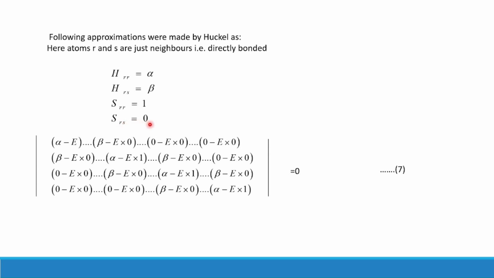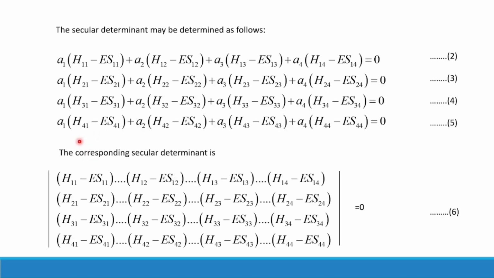So from equation number 6 we may now write, as you can see here, H11. If it is the same atom, we have written it as alpha. If it is similar, S is written as 1. So alpha minus E.